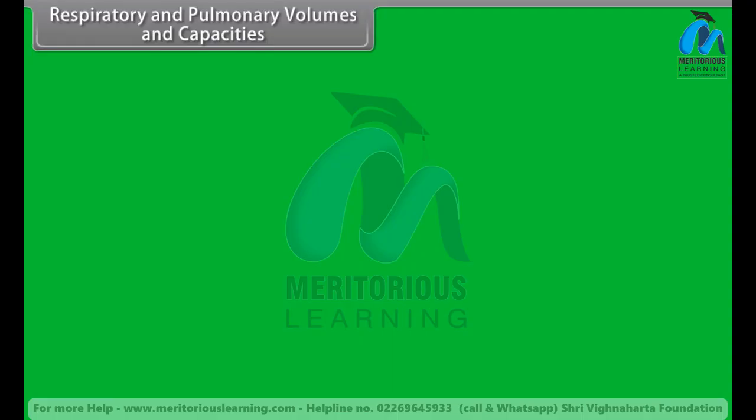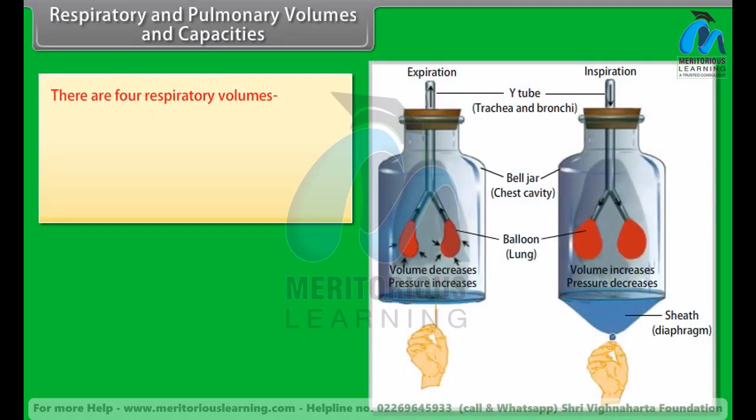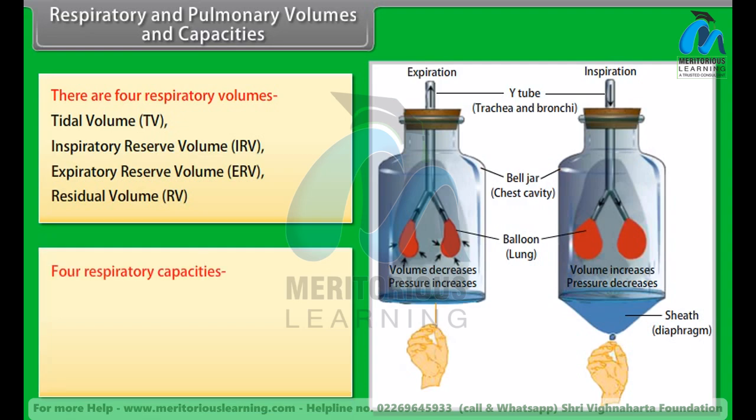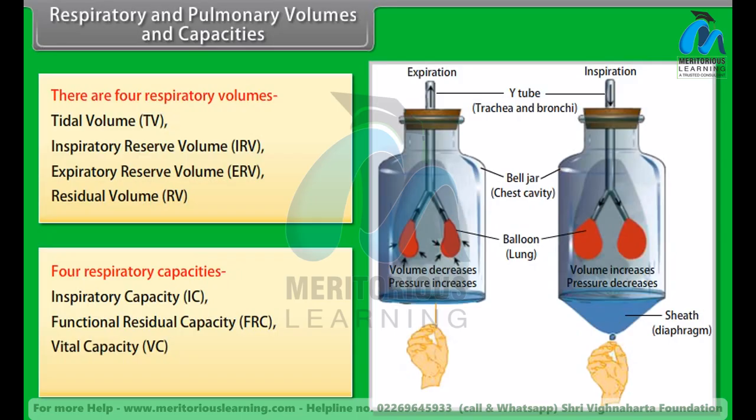Respiratory and pulmonary volumes and capacities. There are 4 respiratory volumes: tidal volume, TV, inspiratory reserve volume, IRV, expiratory reserve volume, ERV, residual volume, RV, and 4 respiratory capacities: inspiratory capacity, IC, functional residual capacity, FRC, vital capacity, VC, and total lung capacity, TLC.